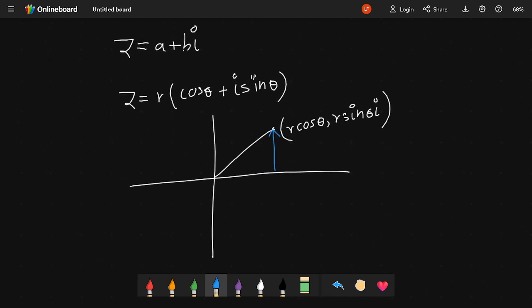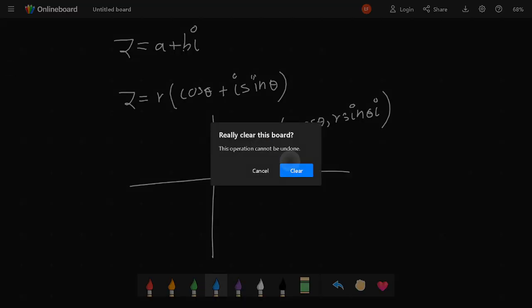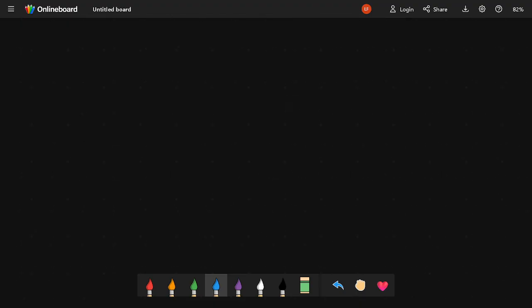So this is your polar form of a complex number, and I'm going to show you how to plot graphs using this form. So what is your polar form? z equals r times cosine of theta plus i times sine of theta. Let me write that down clearly.